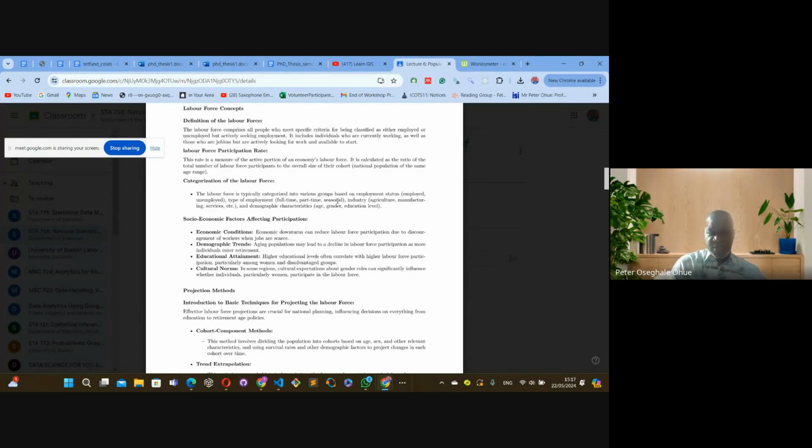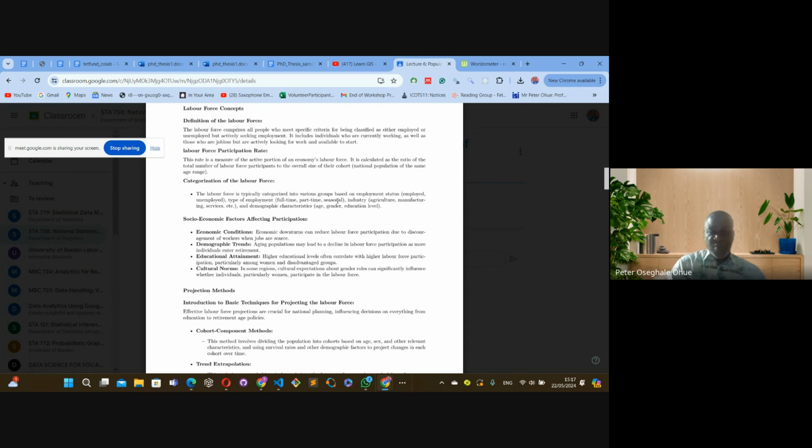Educational attainment. Okay, so generally, educational levels often correlate with higher labor force participation. So ordinarily, as we get more educated, you're supposed to have more people participating in the labor force, particularly among women and disadvantaged groups. So if women are also allowed to get educated, it can also help, because what education does is it enhances your mental capacity. That's why somebody who is a graduate, if he ventures into any trade, is more likely to do the job better than somebody who did not acquire as much education.